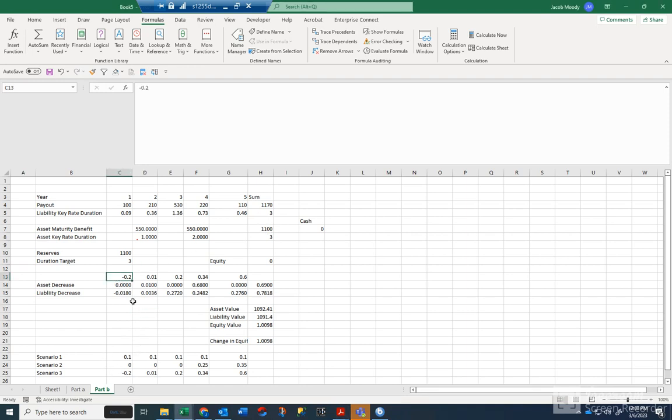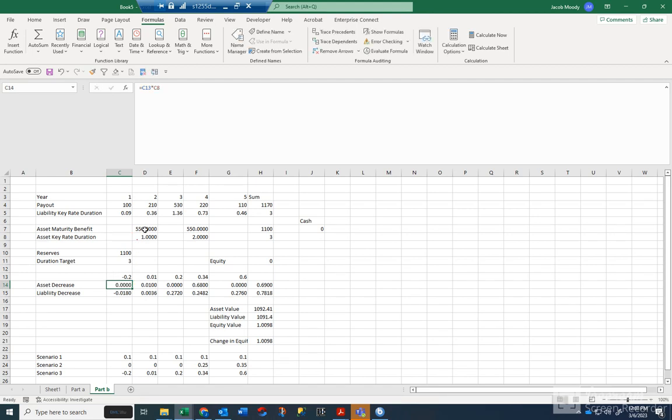And so you'll see here in row 13, this is the shift in basis points. And how I interpret it is we take the amount of key rate duration that we calculated, and you multiply it by the basis point change right here.